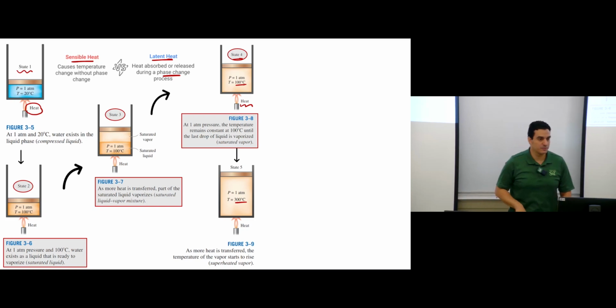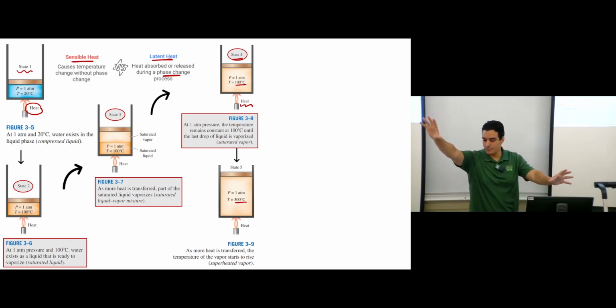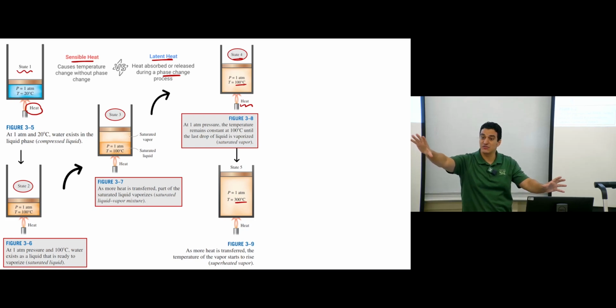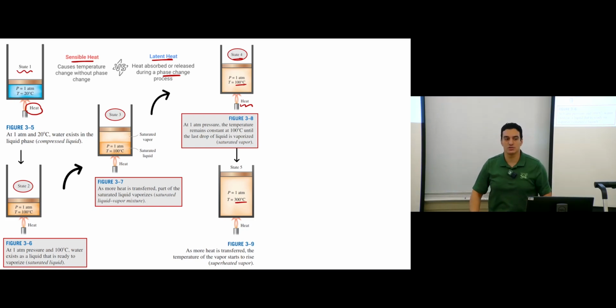This is sensible heat. But state number 2, 100 degrees Celsius liquid. State number 4, 100 degrees Celsius vapor. We have the same temperature, but we are adding heat to the system. So this is called latent heat because this heat causes a phase change without changing the temperature.